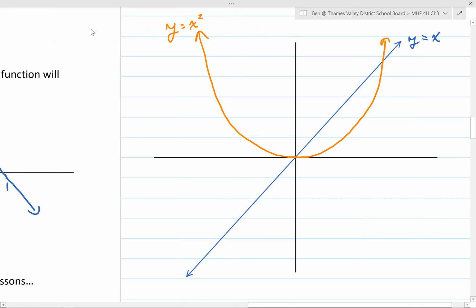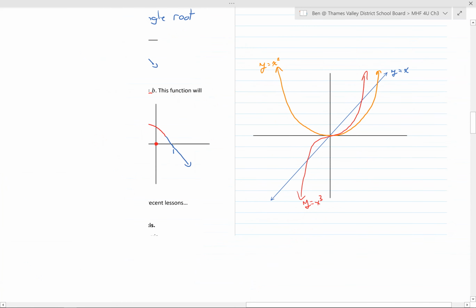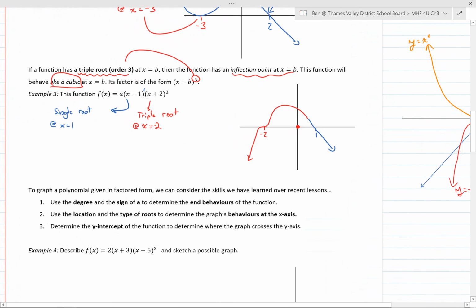And lastly, just as you saw the cubic function, I drew that one already, something like this here. A cubic function, y equals x cubed. That's how a triple root will behave right at the axis.